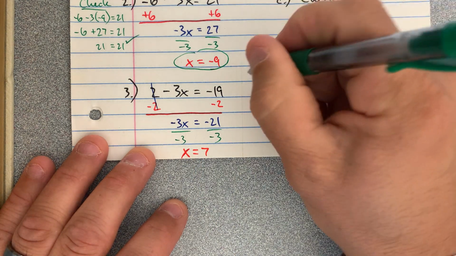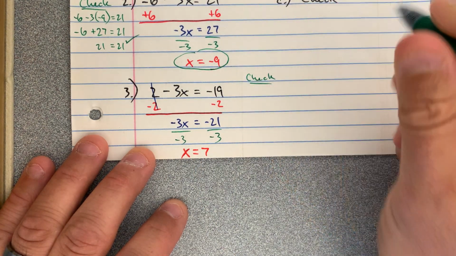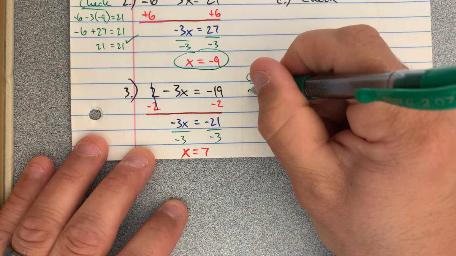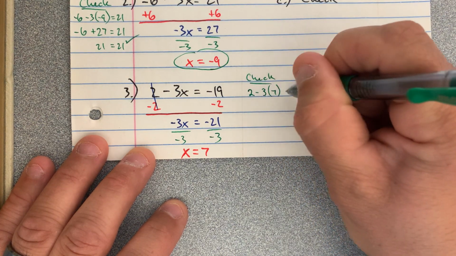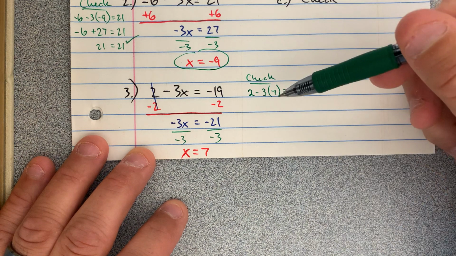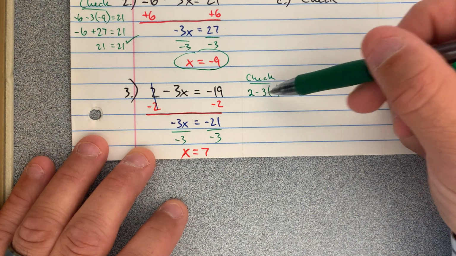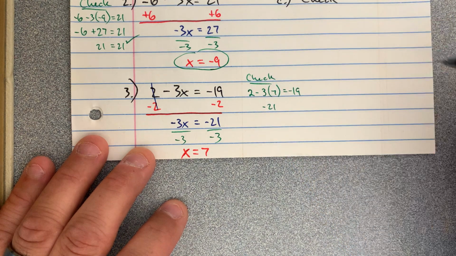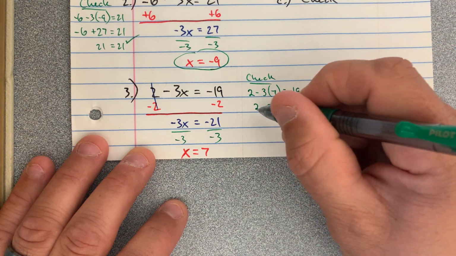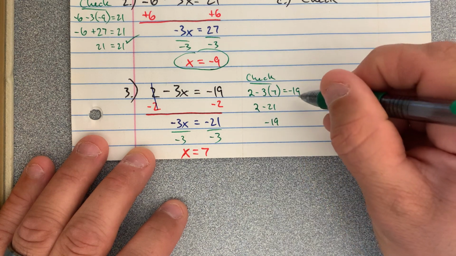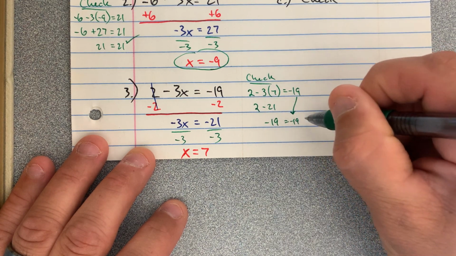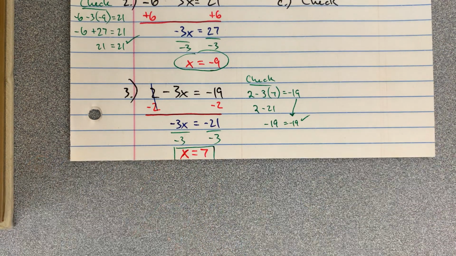But we should check. So I'm going to come over here to the side and check just to make sure I didn't make any mistakes. 2 minus 3 times 7 equals negative 19. I'm going to solve this left side according to order of operations. Negative 3 times 7 is negative 21. 2 minus 21 is negative 19. And that equals negative 19. So that is my solution.